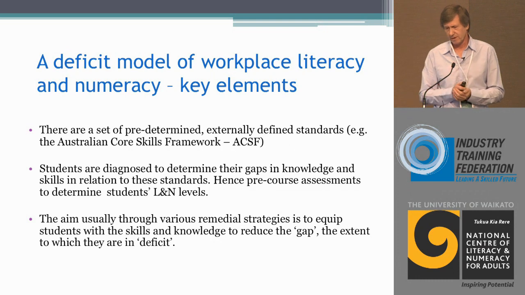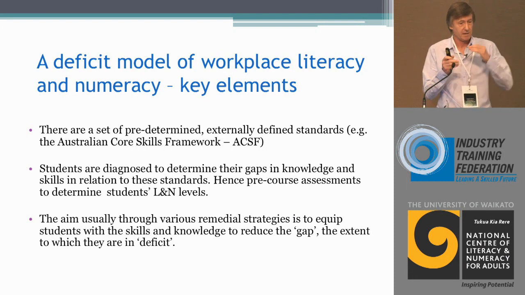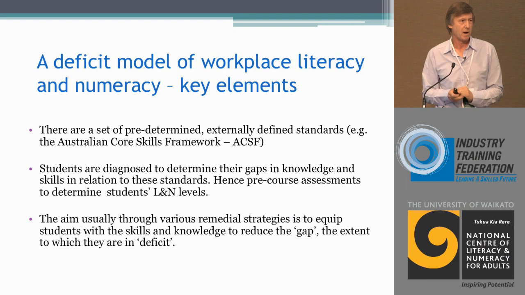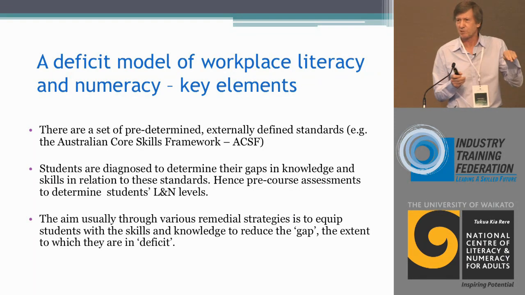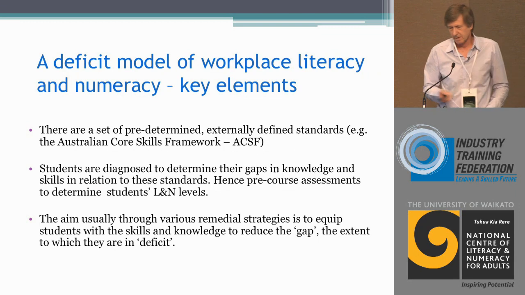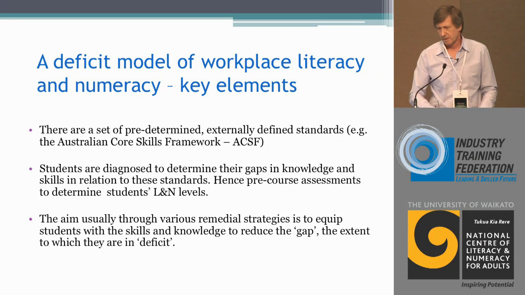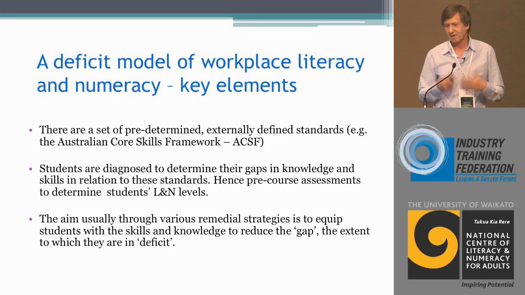In Australia, we have something called the Australian Core Skills Framework. I don't know enough about New Zealand, but I think you have learning progressions and a similar type of thing. Essentially, they are standards that are being set. A group of experts gets together and decides these are the different levels that are required, and sometimes they decide on a particular benchmark that's okay, if it's level 3 in the ACSF in Australia, or you might have a different level. So a deficit model of the workplace, first of all, has predetermined, externally defined standards.